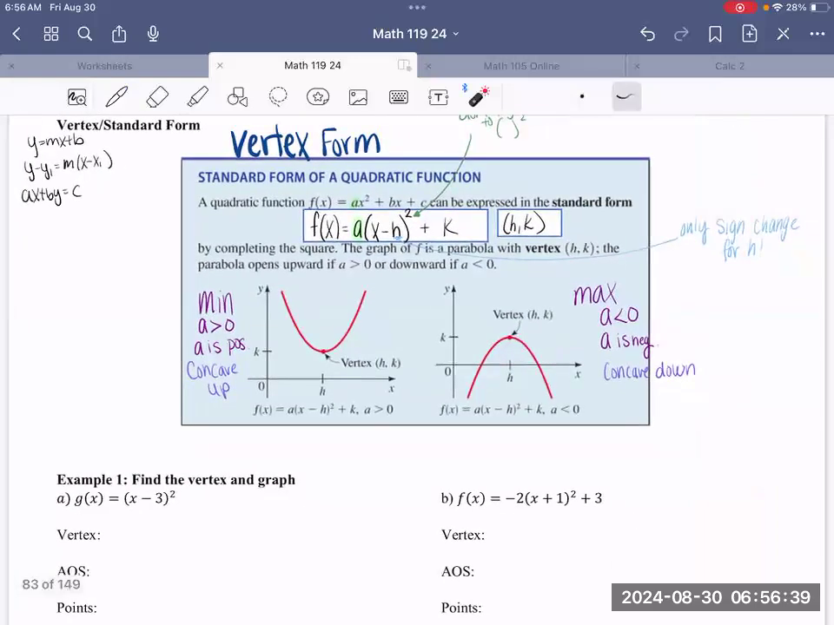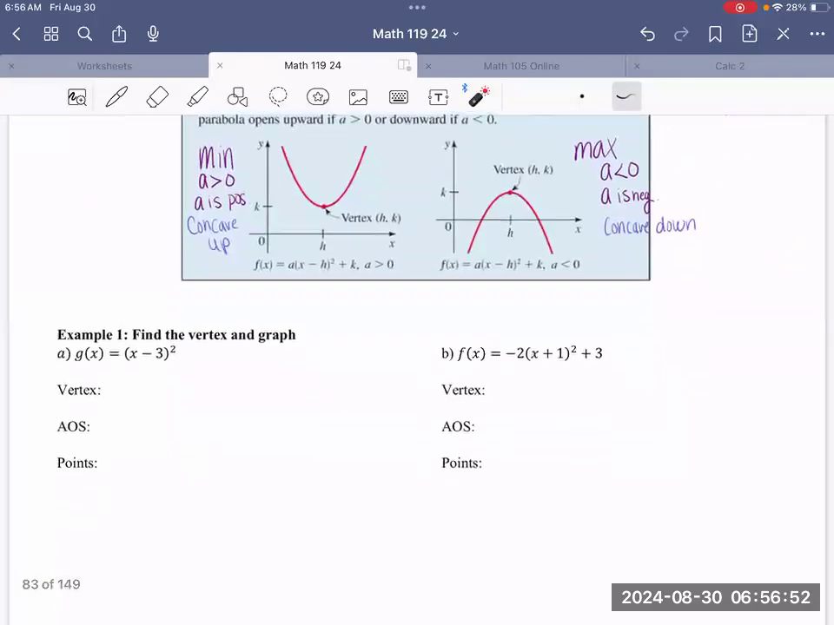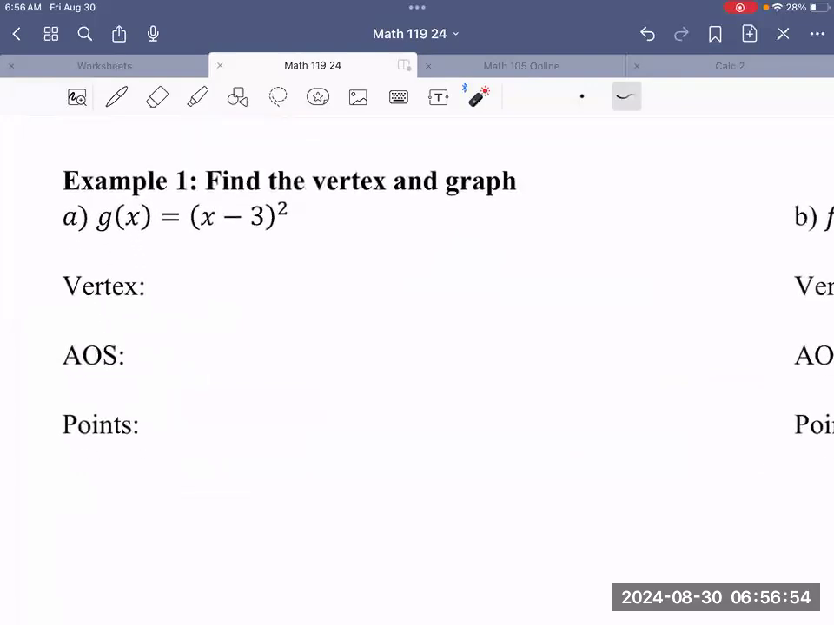Now, when it's in your vertex form, right? So point slope, right? We're given your slope and your point. Vertex form, you can pick out your vertex very much like you can pick out your point. So for example, here, when it says find the vertex and graph, first off, let's figure out where your vertex is.